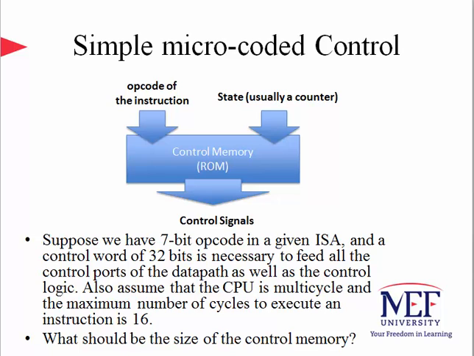This way, we can generate all control words for each instruction and for each cycle and store them in control memory. As the instructions are executed, the corresponding control word will be pulled out and used to make the datapath perform the operation. So let's think about the following question. 2 to the 13 bytes, which equals 8 kilobytes.